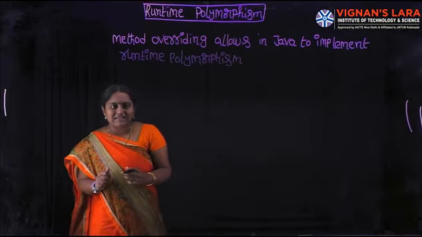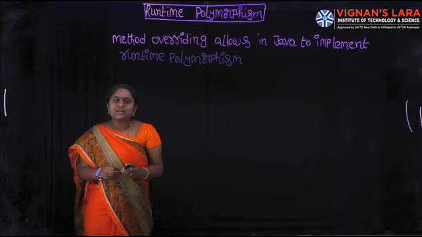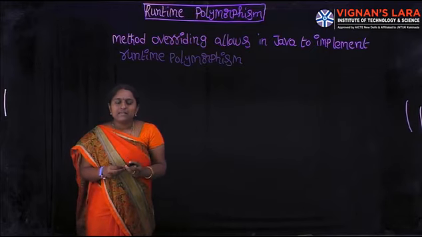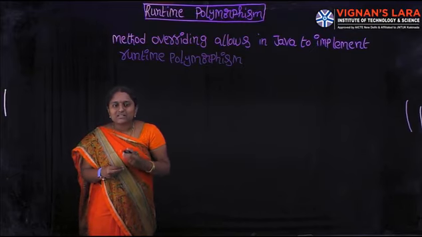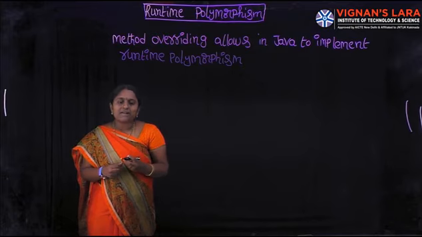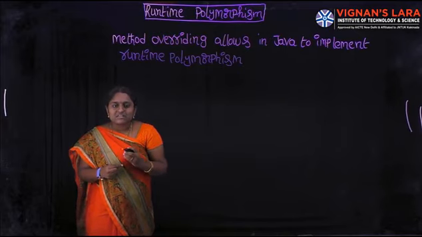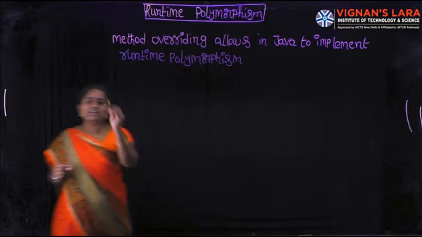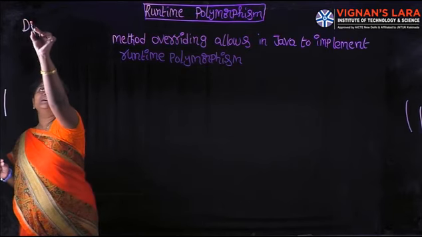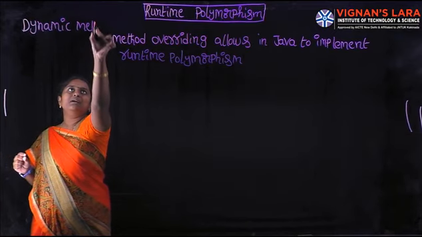Already we covered method overriding in the last class. What is method overriding? If the subclass and superclass have the same method name, same return type, same parameters, and same scope, the subclass overrides the superclass method. In this process, superclass methods are hidden. It is nothing but method overriding. Method overriding allows Java to implement runtime polymorphism. Runtime polymorphism is also known as dynamic method dispatch.